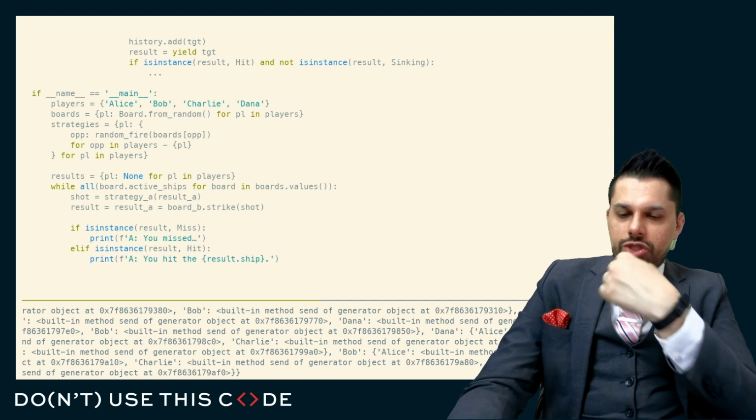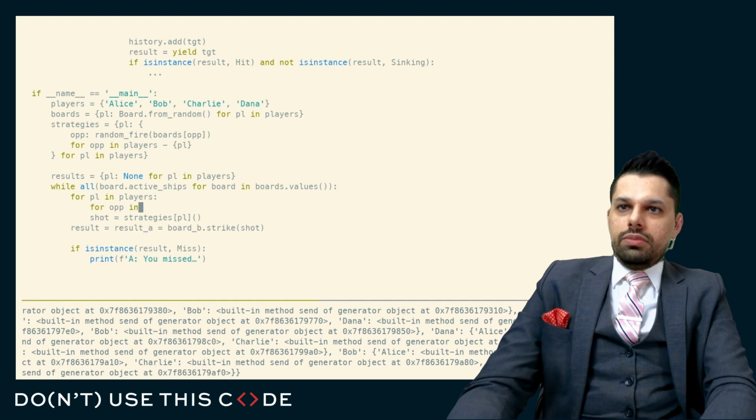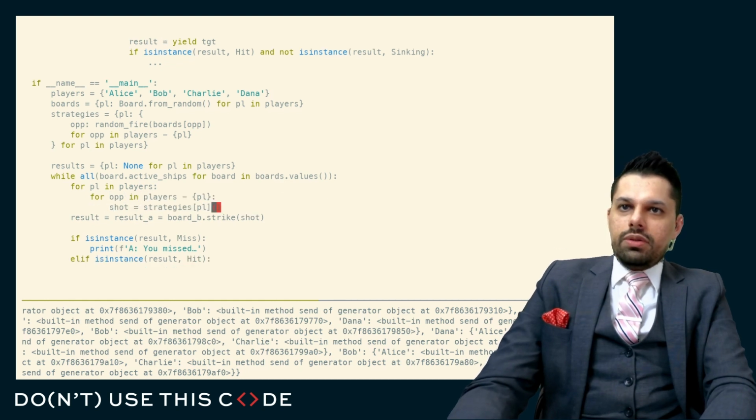And then we basically just go through each player. So we say for player in players, the shot is whatever the strategies were for that player. And we have to go for each opponent. And so here, players minus. So for each opponent, this is the strategy for that player for that opponent.